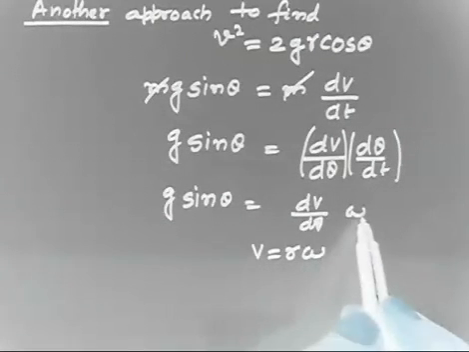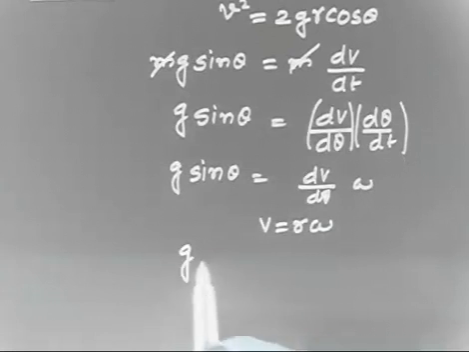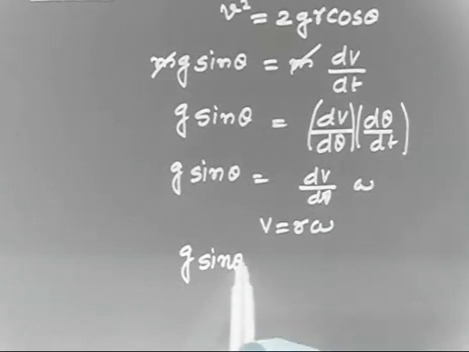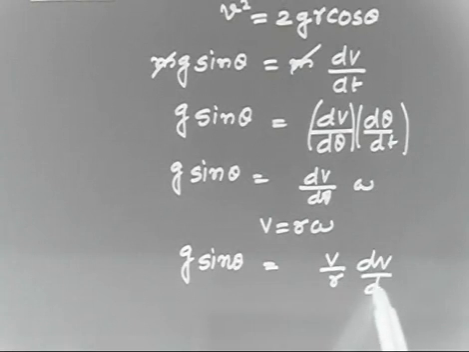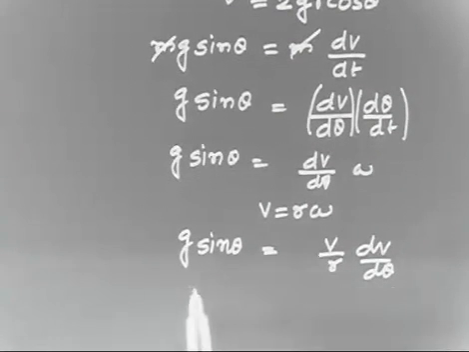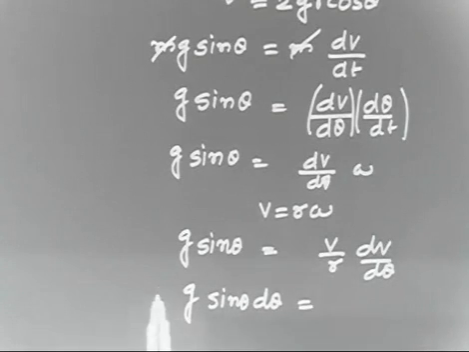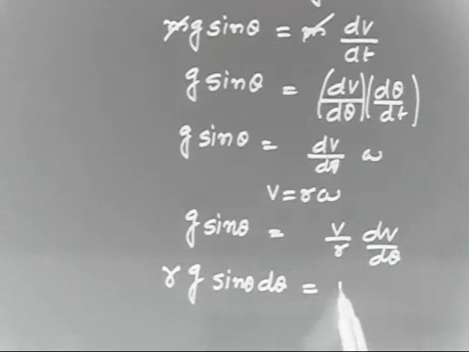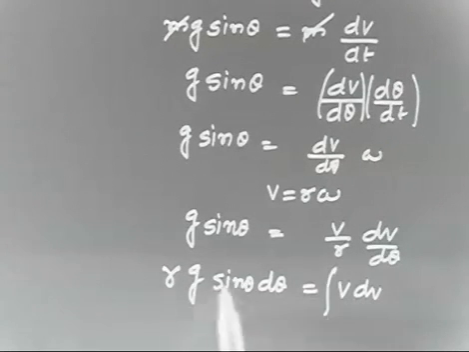So I can write omega is equal to v by r. So g sin theta is equal to v by r dv by d theta. Now if I take d theta to this side, sin theta d theta is equal to, let us take r this side also, so this becomes v dv. I can integrate. Are you getting or not?